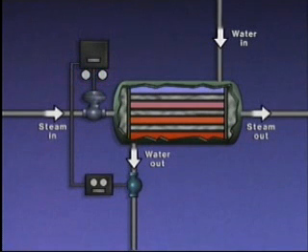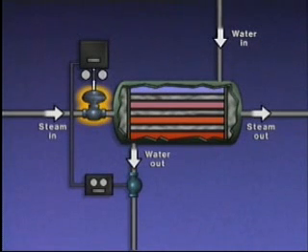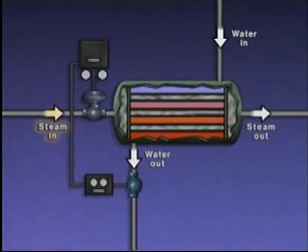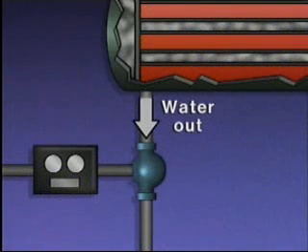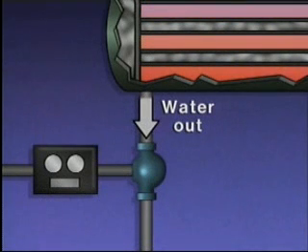The controller then computes the difference between the temperature of the water and set point and sends a corrective signal to the final control element in the system, which is the control valve. The control valve responds to the signal from the controller by closing to reduce the amount of steam flow to the heater. As a result, less heat transfer takes place in the heater, and the outlet water temperature returns to set point.